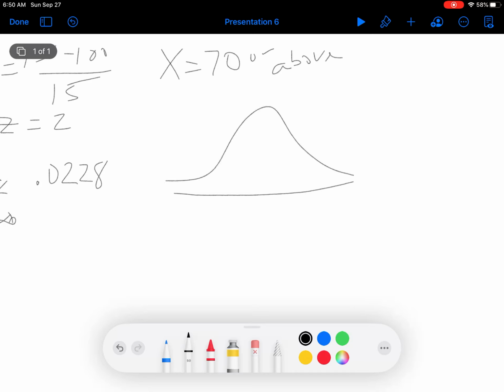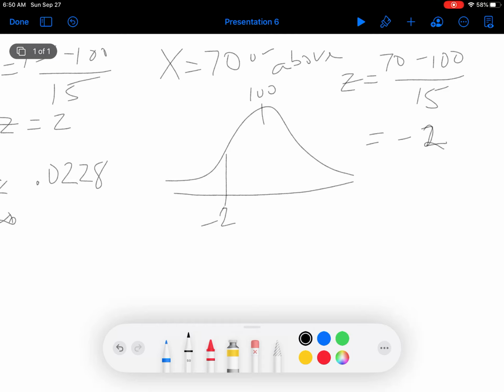So this proportion of the population is going to be below the mean, right? We know that it's going to be somewhere down here below because the mean is 100. Okay, so now we have a z-score of 70 minus 100 over 15. We know that 70 minus 100 equals negative 30. Negative 30 over 15 is going to give us negative 2. So negative 2 down here.